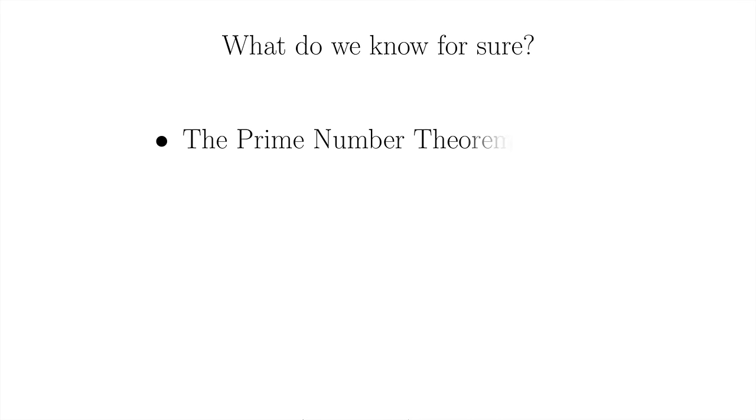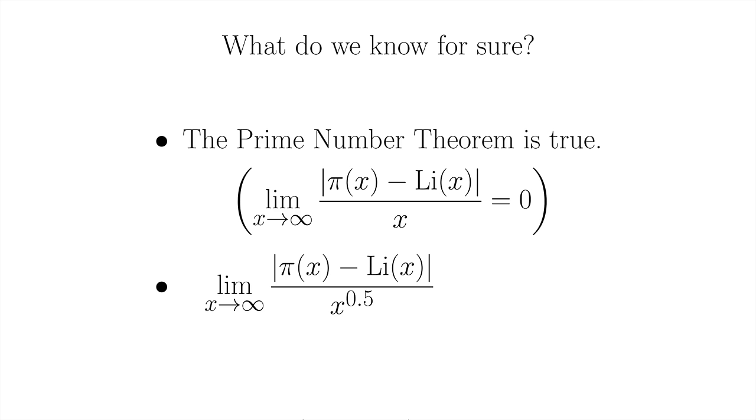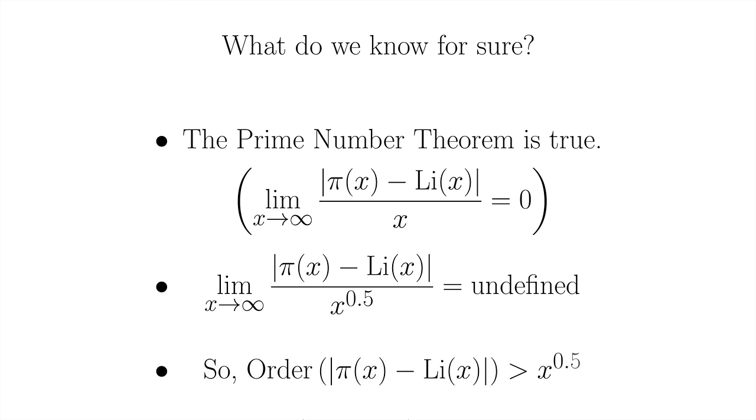So first of all, we know the prime number theorem. That is, p equals 1 works. This limit is 0. That's what the prime number theorem says. We know that's true. That was proven around the turn of the 20th century. Also, we know that if you take p to be 0.5, this limit is undefined. So, in other words, we know the order of the error is at least as big as x to the 0.5. Or, if you want to think about it, x to the 0.5 is the square root of x. So we know the order of the error is at least as large as the square root of x.